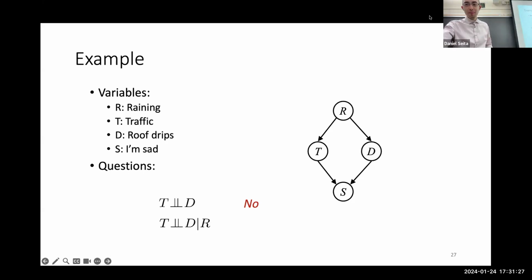Let me write it out. So we're conditioning on R. So we look at this. You have your path from T to D. This thing is blocking it. You have another path from T to D this way. But this is not observed, so it blocks it. Because both of the paths from T to D are blocked.